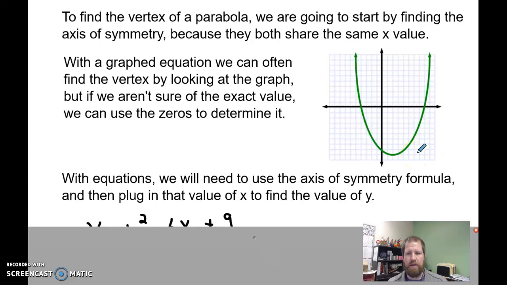If it's a graph, you can maybe even skip that step if it's really obvious where your vertex is landing. This one I feel like I can safely say, and I could calculate the zeros and find my axis of symmetry, but I think I can safely say that my vertex is right here at 2, -9. And if you've got a graph and you can do it like that, that's great. Just go with that.